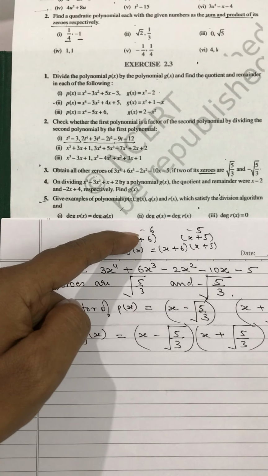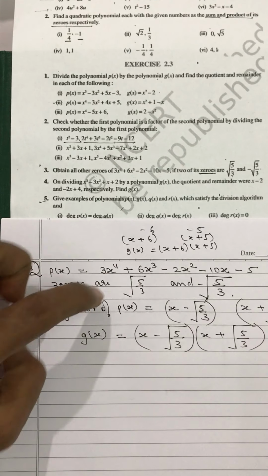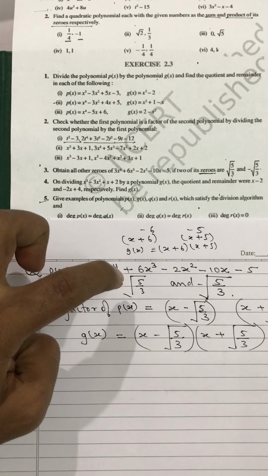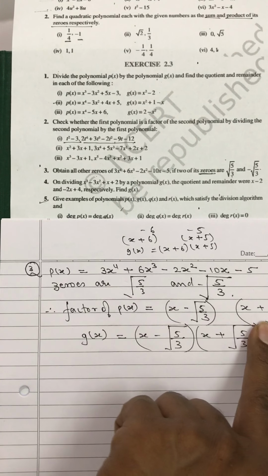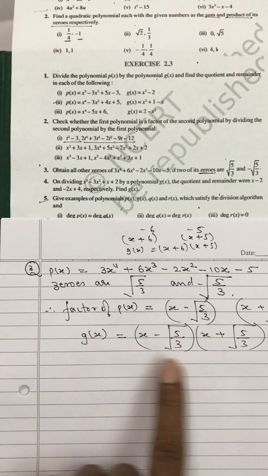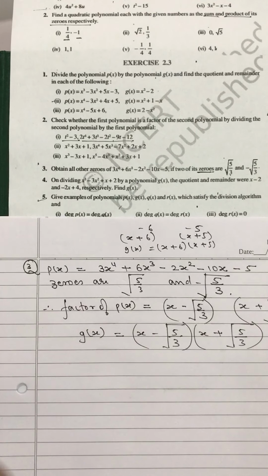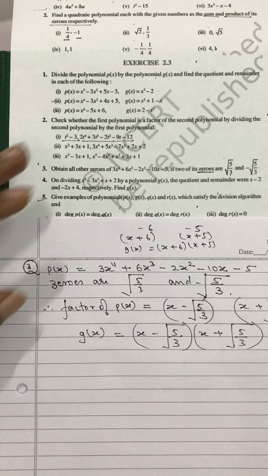Remember, from minus 6 you will get plus 6. So because of this root 5 upon 3 I am getting minus root 5 upon 3. Because of this minus root 5 upon 3 I am getting plus root 5 upon 3. And when I multiply this, I will get g of x. That is the divisor, which is a factor of p of x. Okay. So this is that.